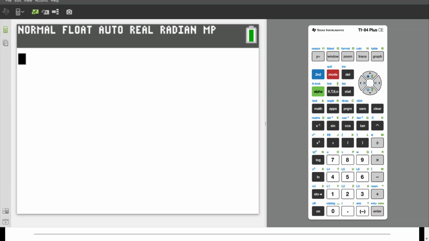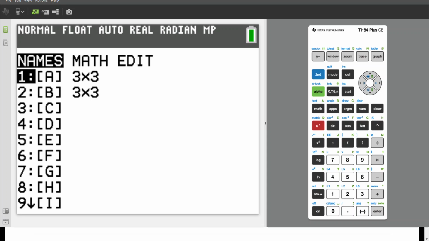Okay, so now I want to perform the addition of 3A plus 2B. If I want, I can do it all at once, and this is how I do it. So 3, and then I need to tell the calculator to multiply the 3 with the matrix A. So I enter the matrix menu by clicking second matrix, and this time I'm not going to edit.